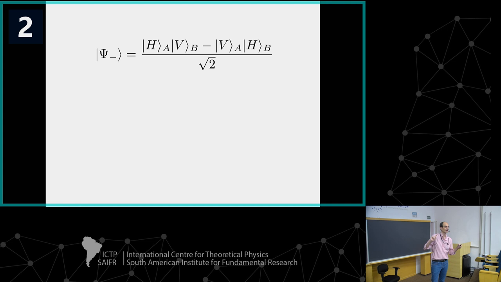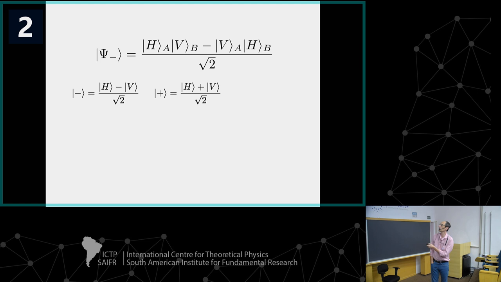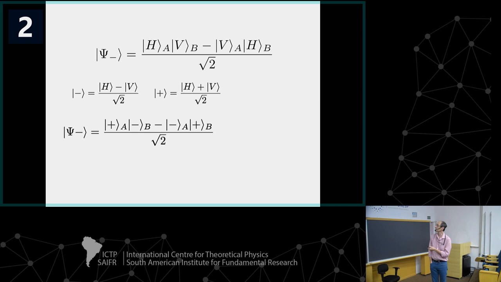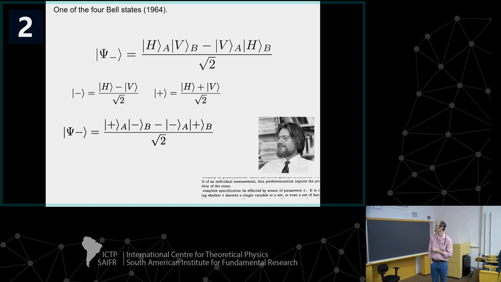You prepare your photons in a state like this, H and V, or V and H, then you can make a change of your basis here. And when you look at what you have in this change of basis, it still has the same shape as this initial state. More than just the same state, you see that the topology of the state remains the same. That's the example of one of the four Bell states that are proposed by John Bell.